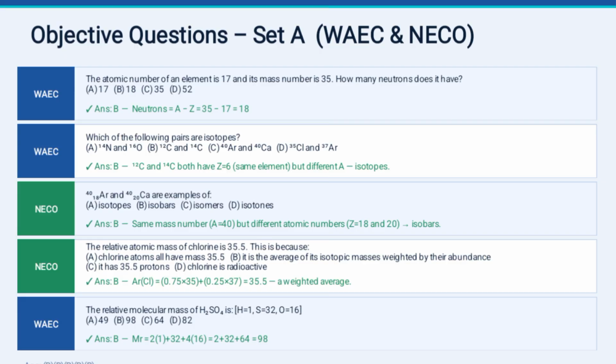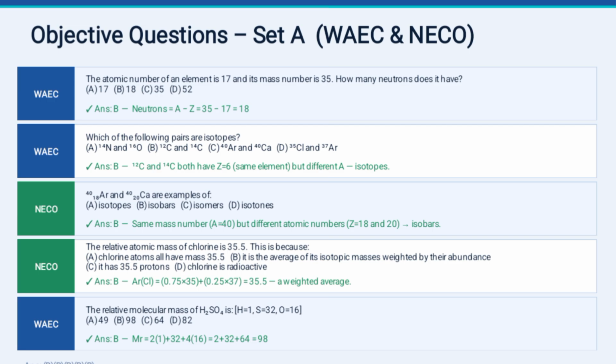This is a WAEC question. The atomic number of an element is 17 and its mass number is 35. How many neutrons does it have? Don't forget again, neutrons is calculated by mass number minus atomic number. From that question, 35 minus 17 gives 18.